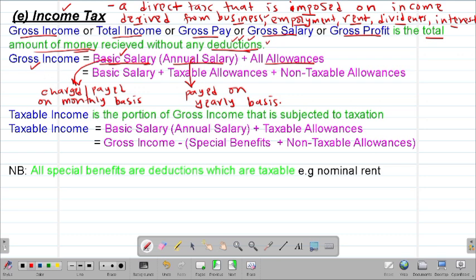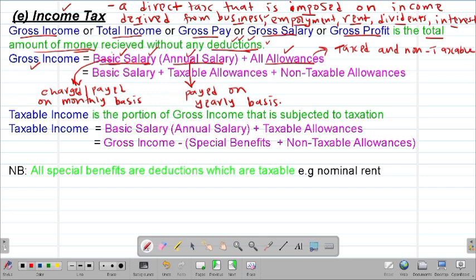So gross income is equals to, you take the basic salary or the annual salary, then of course you add all the allowances. Remember, when you talk of all the allowances, we are meaning the allowances that are taxed, and also the allowances that are non-taxable.